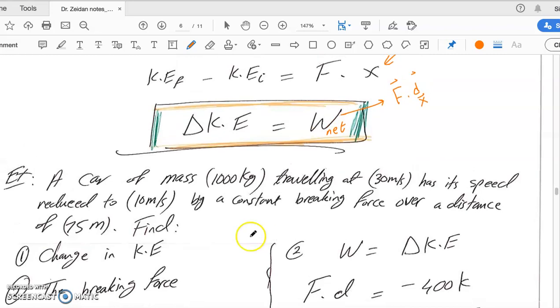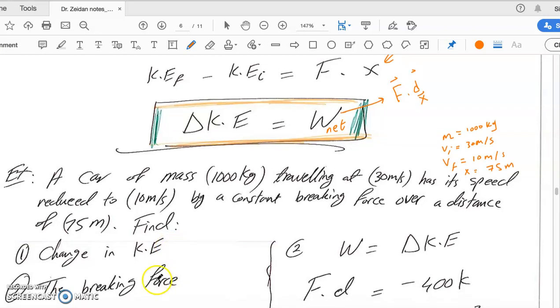Let's come to an example. A car of mass 1,000 kilogram traveling at 30 meters per second has its speed reduced to 10 meters per second. So we have mass, we have V initial equal to 30 meters per second, and V final is 10 meters per second, okay? By a constant braking force over a distance of, so x is given, 75 meters, find the change in the kinetic energy. This could be a very simple example: half m v final squared minus half m v initial squared, and that will be the change in the kinetic energy, right?